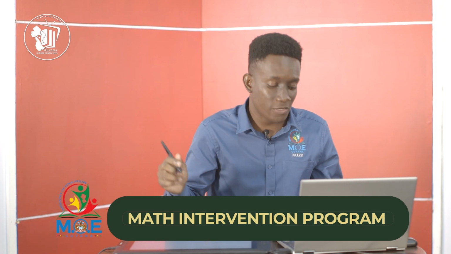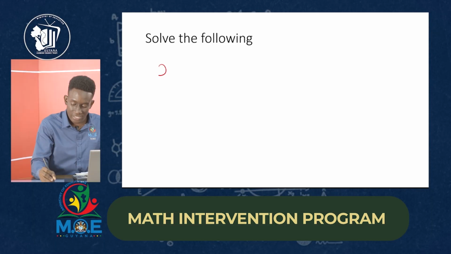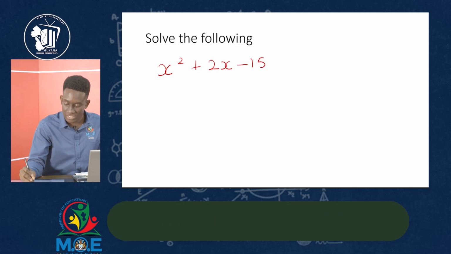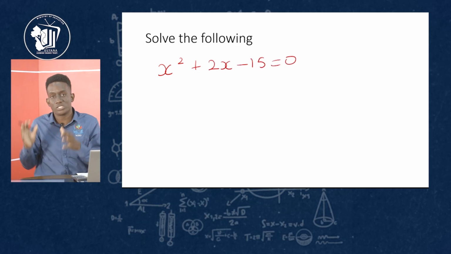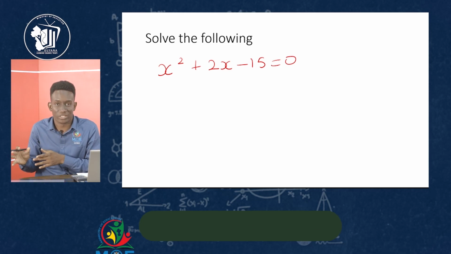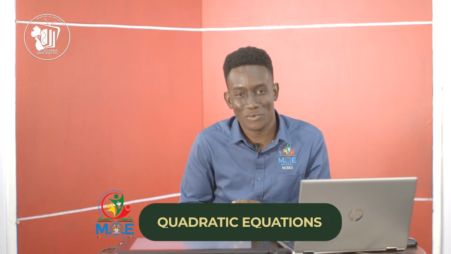So I want you to solve this equation. So you'll have x squared plus 2x minus 15 is equal to 0. And I want you to solve this using the quadratic formula.